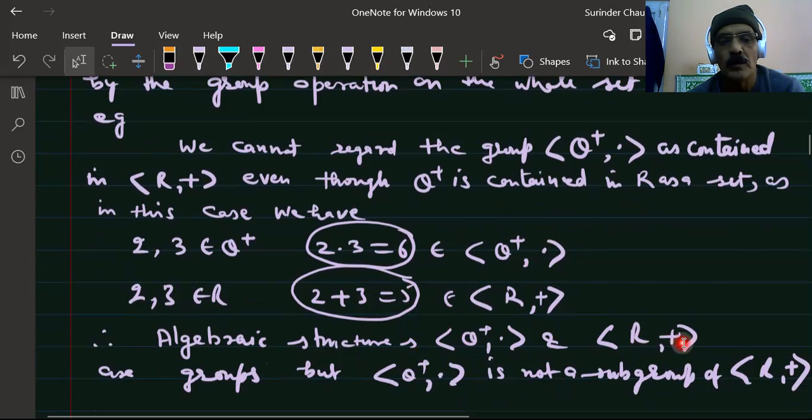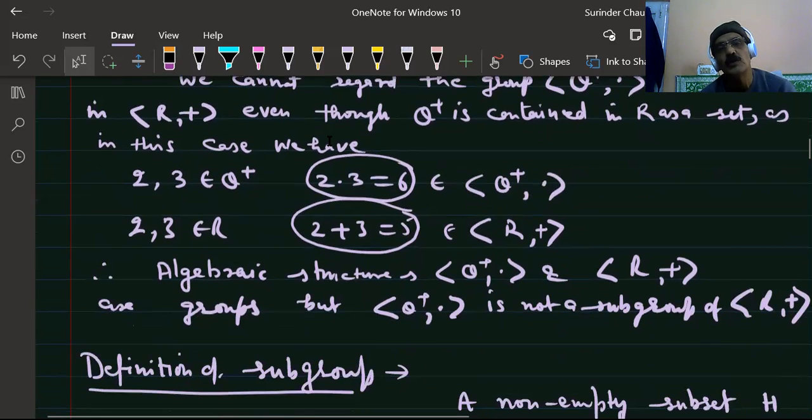The algebraic structures, the set of rational numbers under the binary multiplication and the set of real numbers under the composition addition, are groups. But the set of positive rational numbers under multiplication is not a subgroup of the set of real numbers. Now it's very clear: if you take an ordered pair, the resultant must be the same. If one is a subset of the other, they must have the same binary composition.